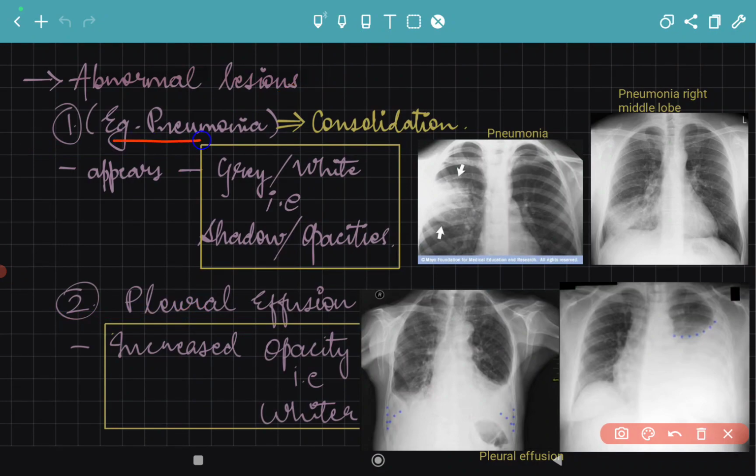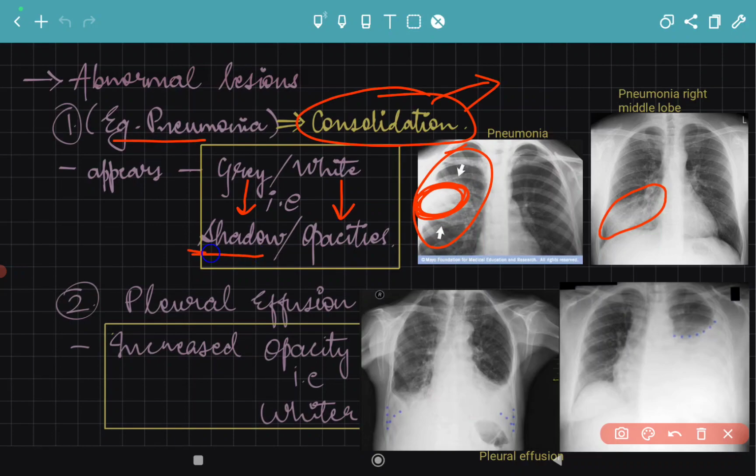So starting with pneumonia, in pneumonia there is solidification of the lung tissue due to the presence of fluid or pus, which we call consolidation. So consolidation is seen in lung tissue, due to which there may be grayish appearance, that is shadow, may appear on chest X-ray, or white, that is opacity, may appear, which can be seen over here clearly. So because of consolidation of that lung tissue, that part may appear grayish or whiter. If it appears grey, we call it shadow appearance, and if it appears white, we call it opaque chest X-ray. That was about pneumonia.